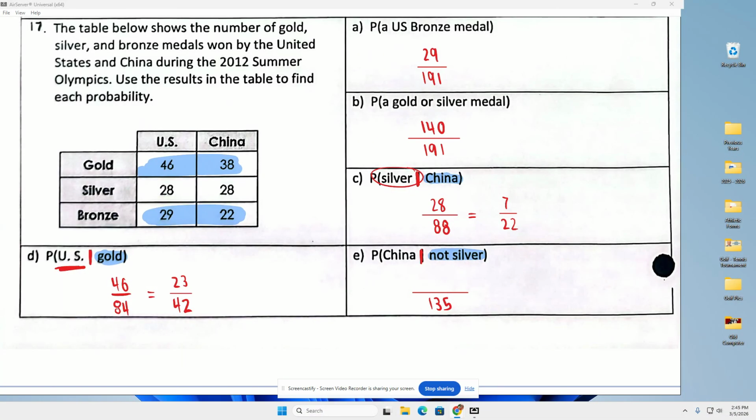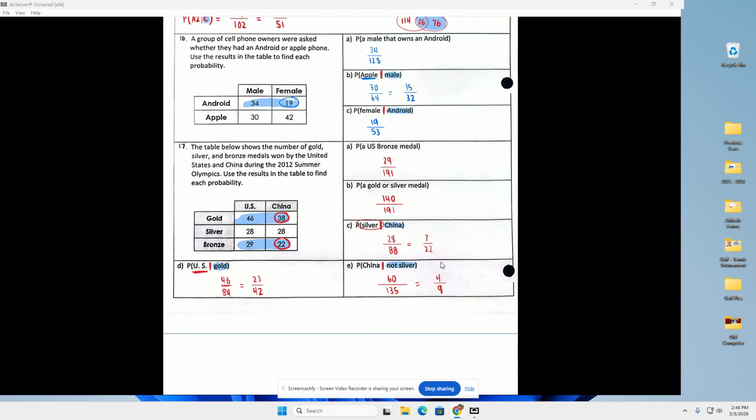Now, from those we've highlighted, from those that are not silver, how many are from China? 38 plus 22 is 60. So it's 60 out of 135. So that one was a little tricky. Hopefully you guys understood that one. But that will reduce to 4 out of 9. And there you have it, okay? That is your review.